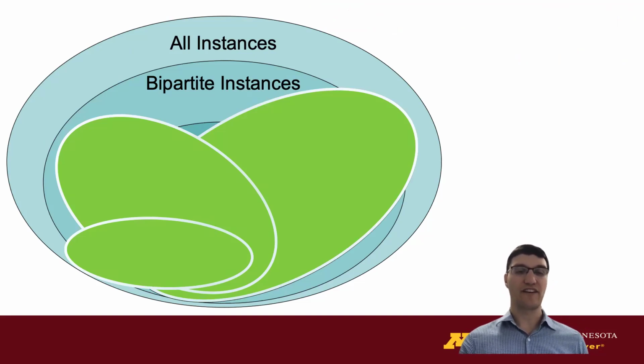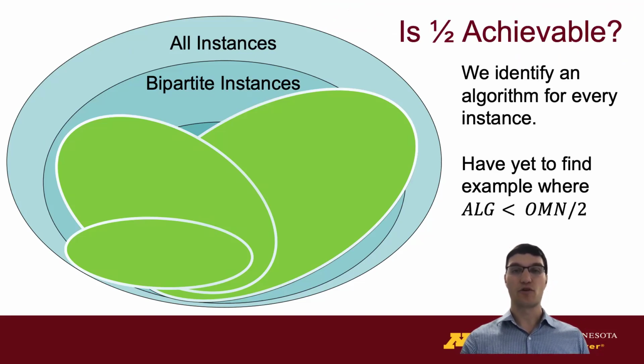So then looking at a picture like this, you might say, hey, if we have all these different conditions in which we know we can get a half, could we maybe get a half no matter what the instance is? The answer is I don't know for sure, but we suspect or hope that we can.